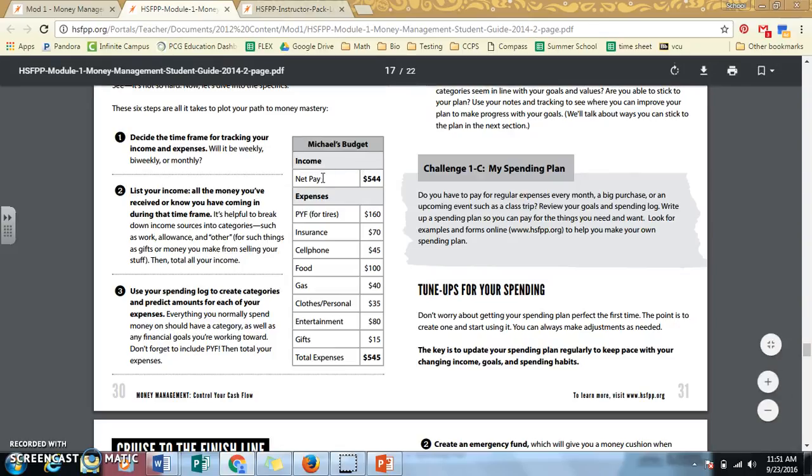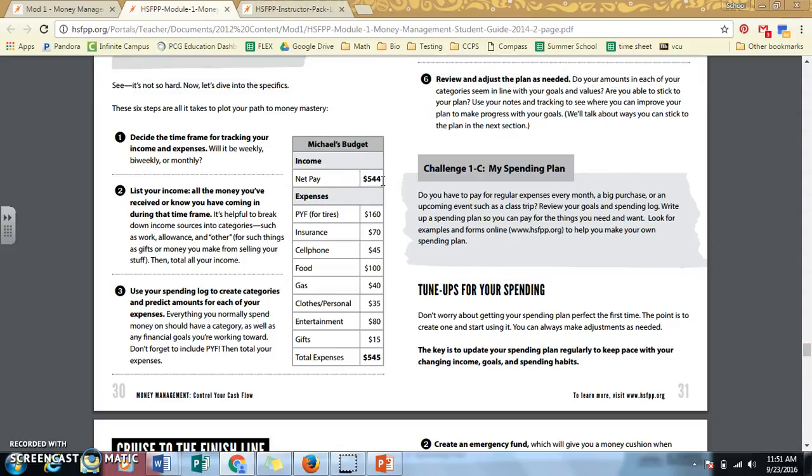So Michael, his net pay, so that's after taxes and anything else that comes out of his salary, he gets $544 a month. That's pretty great. That's a little bit more than $100 every week that he's making. And then he's listed his income, that's step 2. And step 3, which we've already talked about, is to use a spending log to create categories and predict the amount that you need for each of your expenses. So here are Michael's expenses listed.